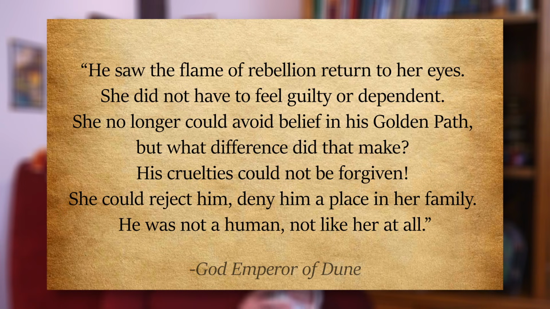She did not have to feel guilty or dependent. She no longer could avoid belief in his Golden Path, but what difference did that make? His cruelties could not be forgiven. She could reject him, deny him a place in her family. He was not human, not like her at all. The trap of the Golden Path, the ever-worsening cycles of self-sacrifice for duty, comes to an end in Siona Atreides. After her test, she works with the resurrected Duncan Idaho to assassinate the God Emperor and free humanity at last.